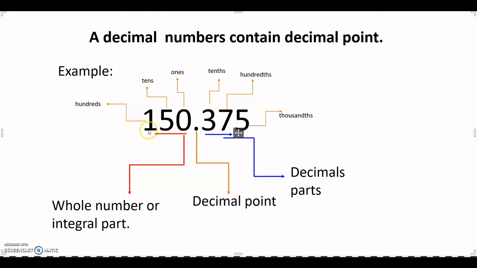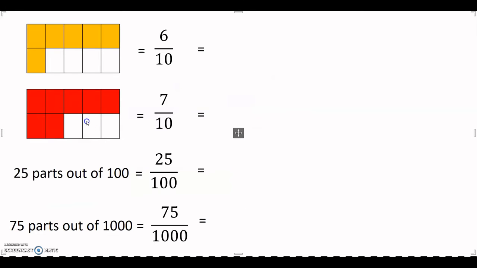Here, as you can see, we have 1 hundred, 5 tens, which is 50, and 0 ones. So if you read this, we have 150. Let's try to check the following example.